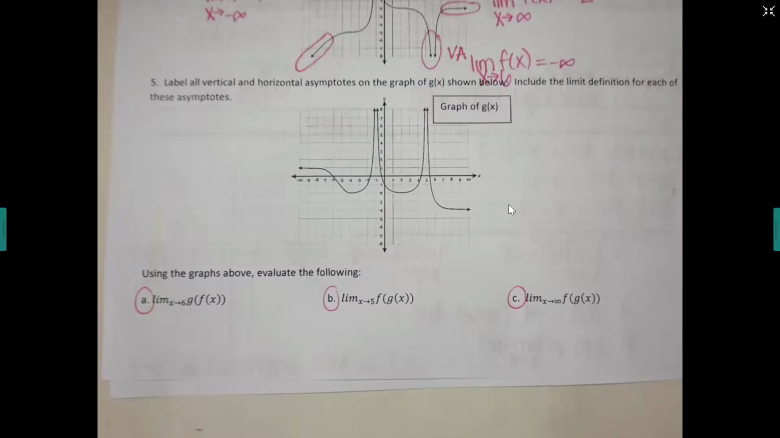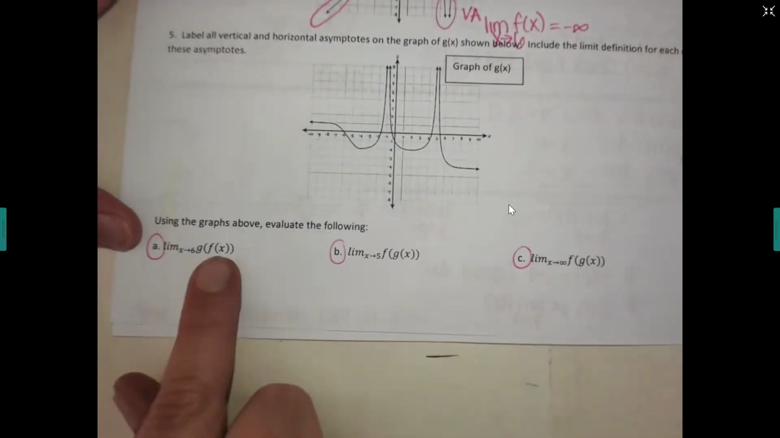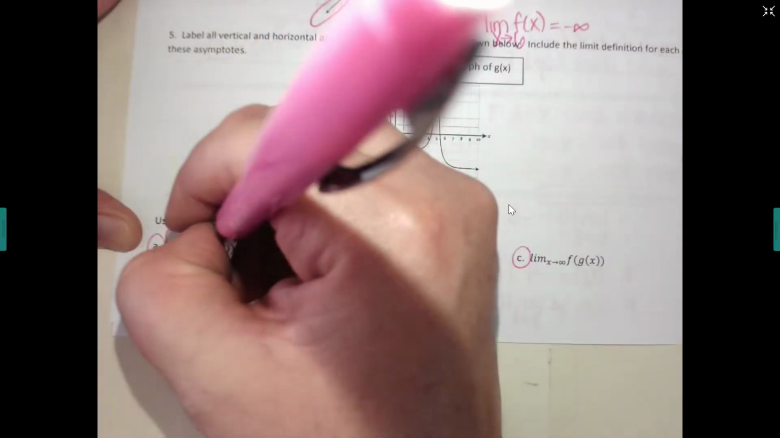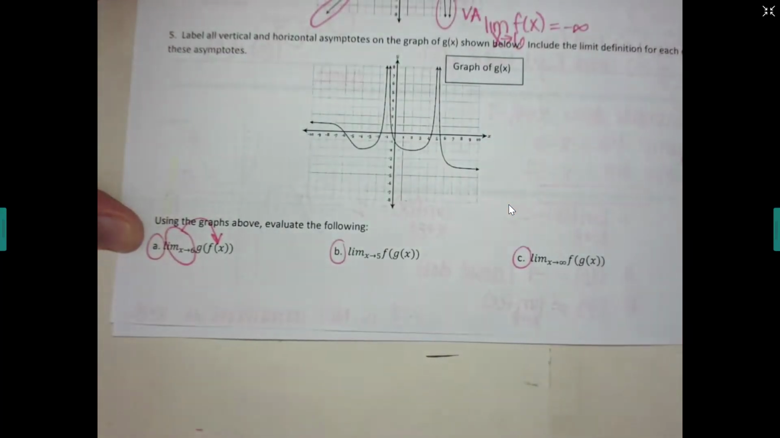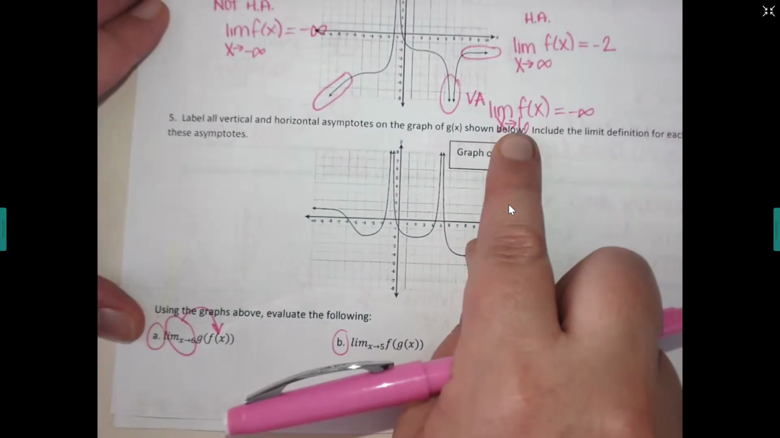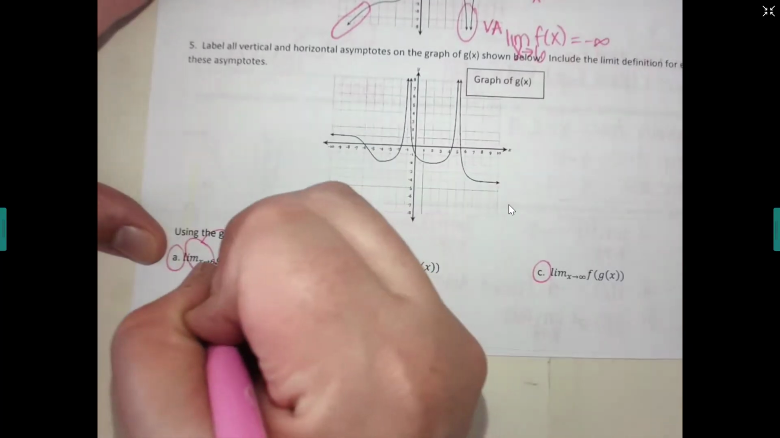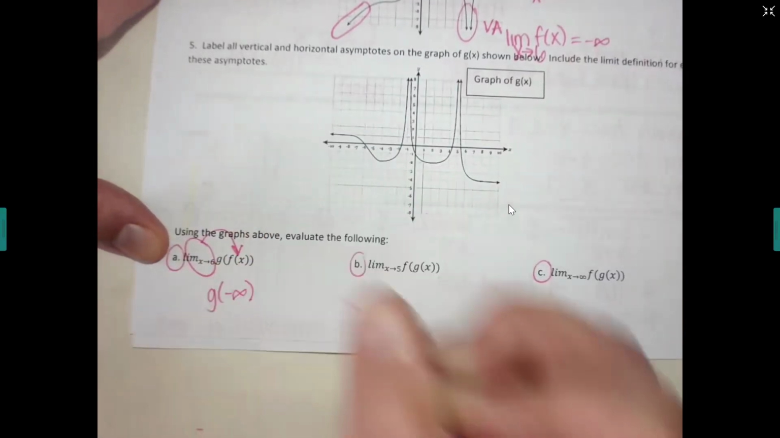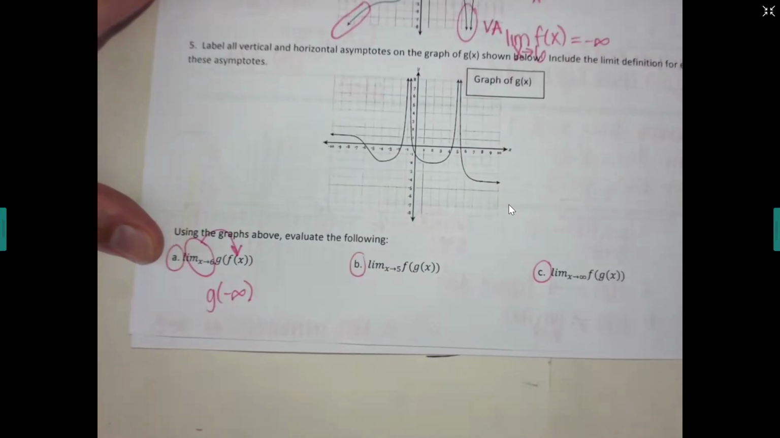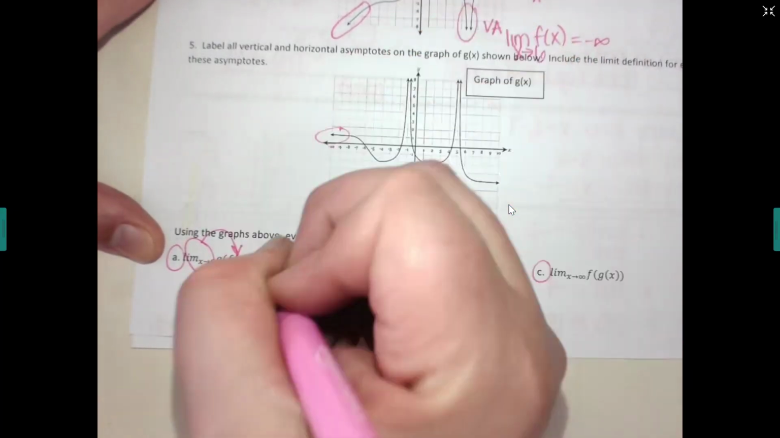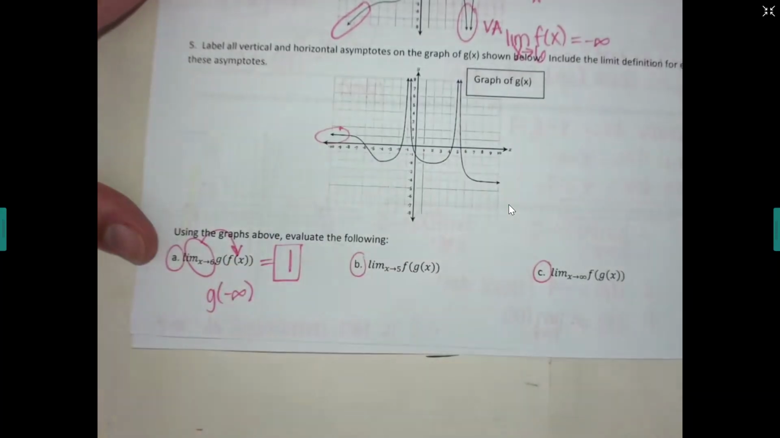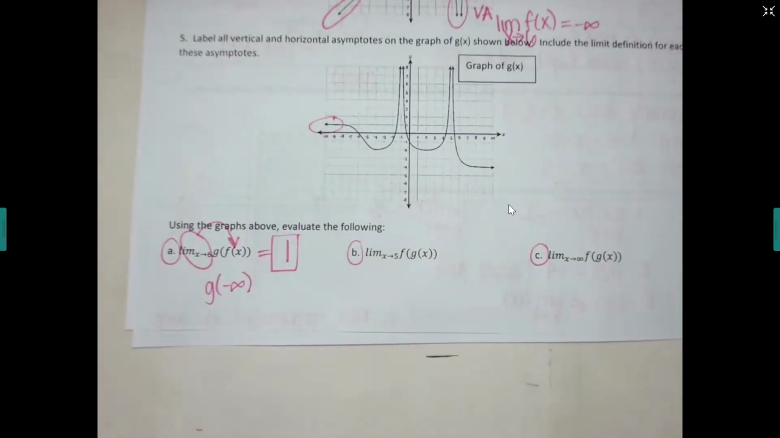All right, let's check those bottom answers. What did you get for A? For the first one right here, x approaches 6 on F. What is the graph of F doing as you get close to 6? It's going down to what? Negative infinity. Then I would do G of negative infinity, which means I'm checking the left end of G. And what is the left end of G doing? 1. Very good.